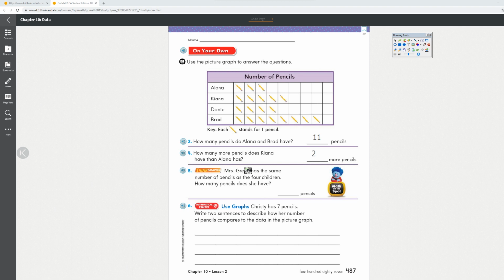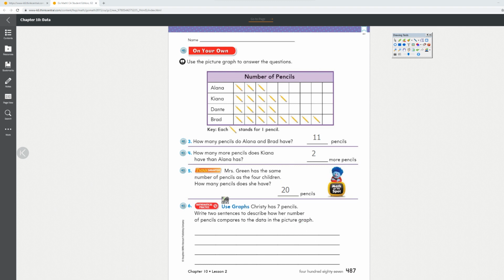Number 5, Miss Green has the same number of pencils as the 4 children, so how many pencils does she have? Well, if Miss Green has the same number as all the children, all you have to do is add all of the pencils together. And when you add them all together, you should have gotten the answer 20 pencils.